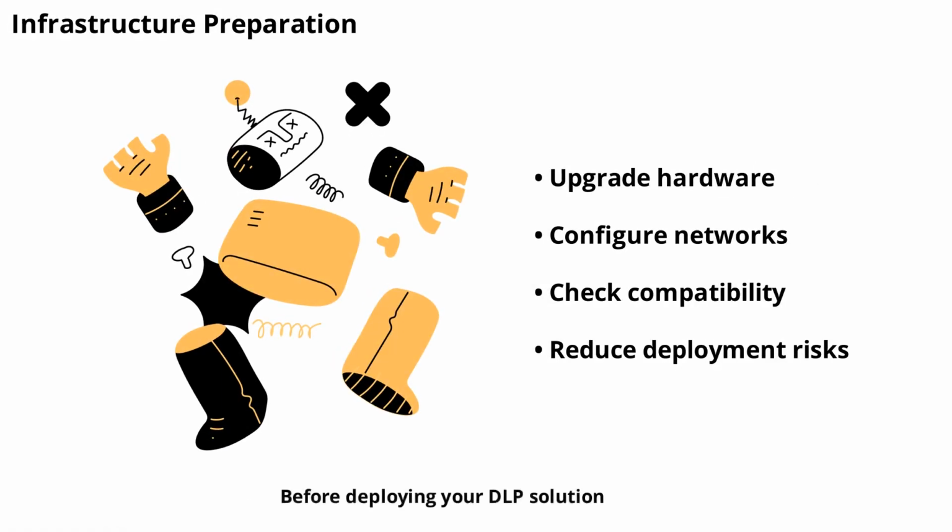Before deploying your DLP solution, you'll need to prepare your IT infrastructure. This may involve upgrading hardware, configuring networks, and ensuring compatibility with existing systems. Infrastructure preparation can take 2 to 4 weeks, depending on your environment's complexity. Proper preparation minimizes technical hiccups during deployment and helps ensure a smooth rollout.